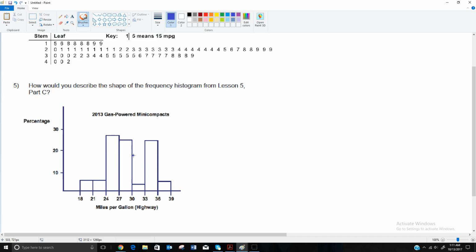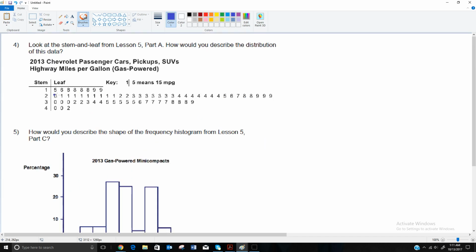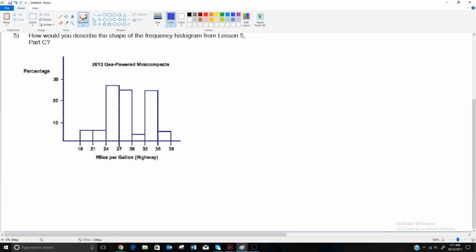And when I say modal, it's like most often. So these three bars have the most number of cars in them, but there were three that were very similar. A lot of data is what we would call just unimodal, like this. Most cars are in the 20s, in that second category. Whereas here we had three different categories that were pretty close to each other.